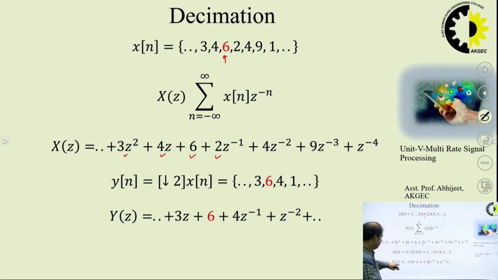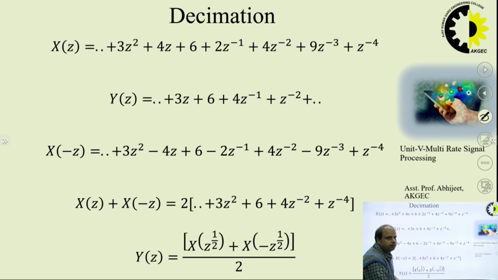So, if I frame the z transform of this, it comes out to be 3z plus 6 plus 4z inverse plus z minus 2, because 9, 2 and 4 have been eliminated. So, the z transform is like that. Now, is there any possibility that we can connect the two? Is there any relationship between capital X of z and capital Y of z? Yes, there is. So, capital X of z is this, Y of z is this.